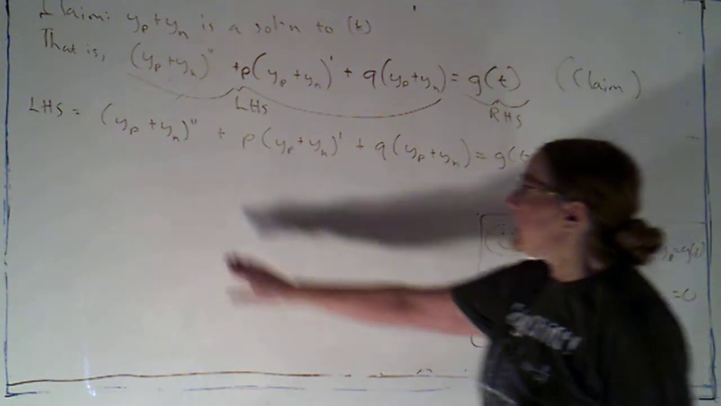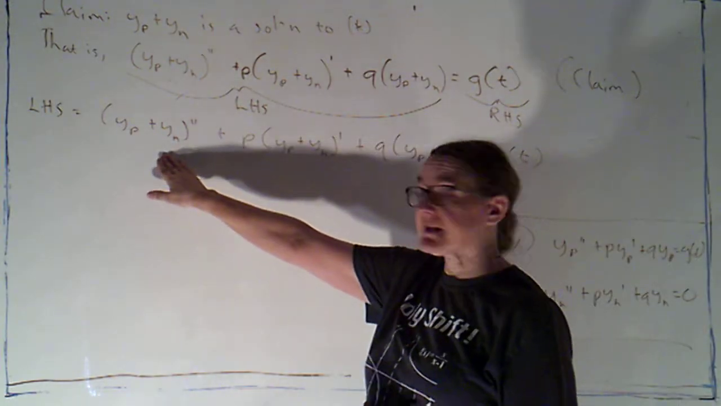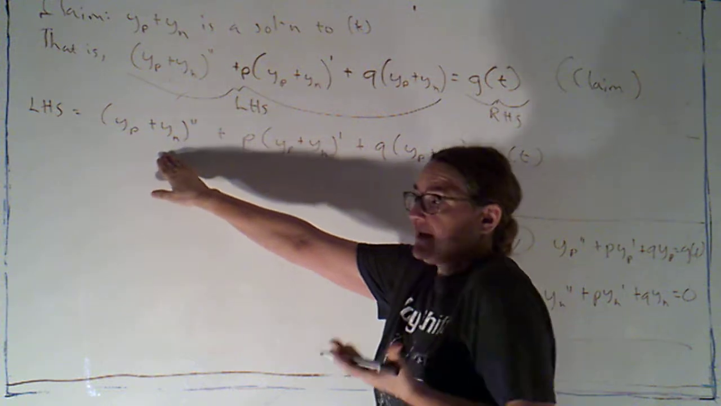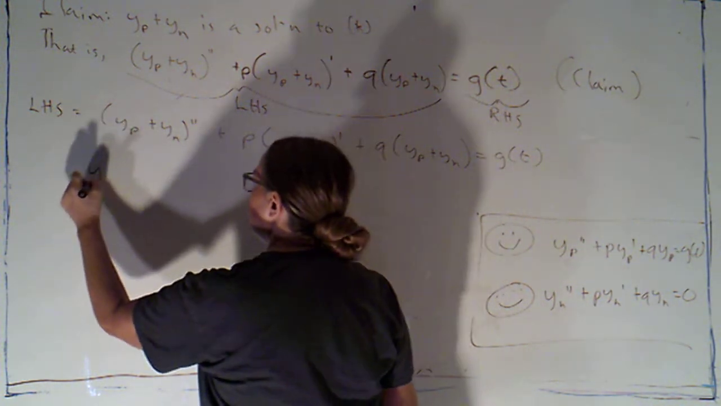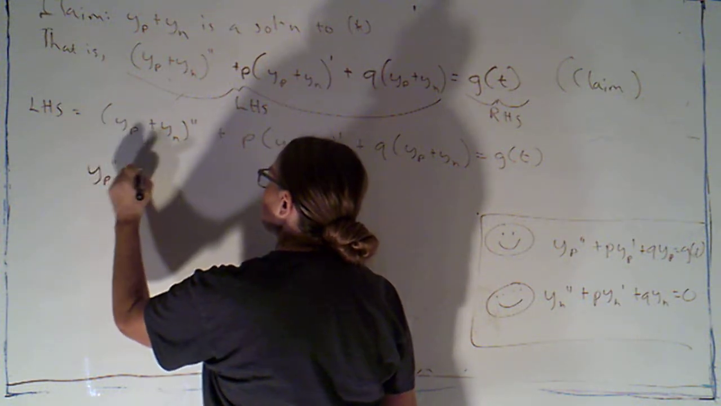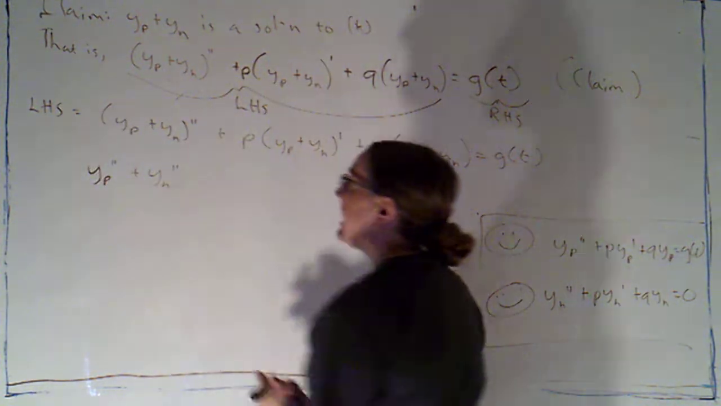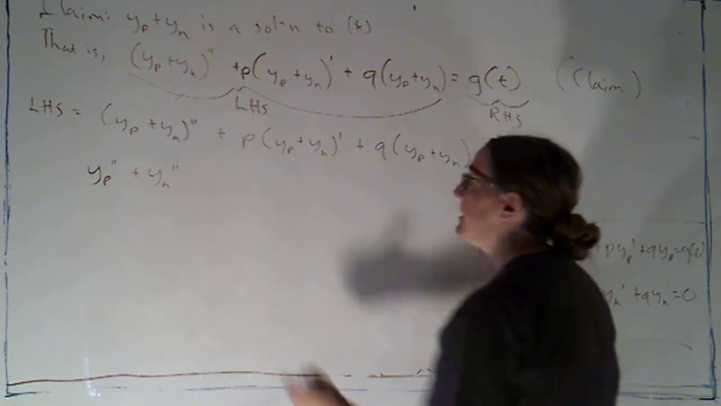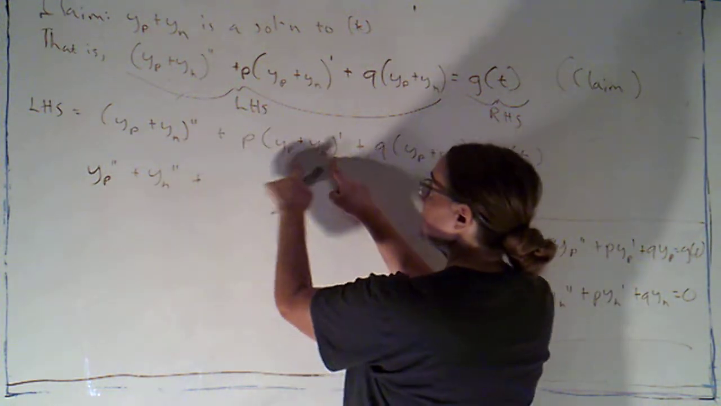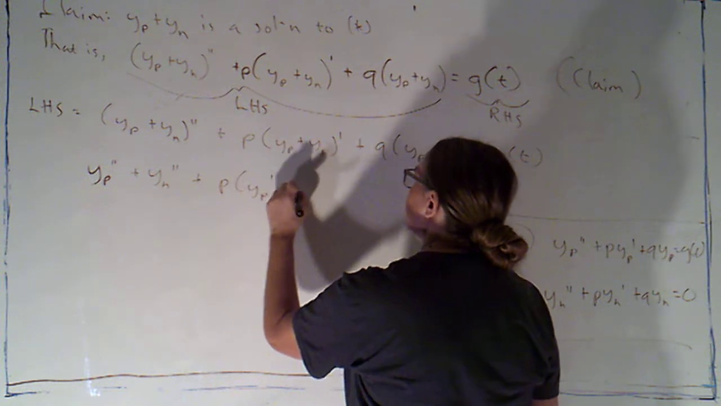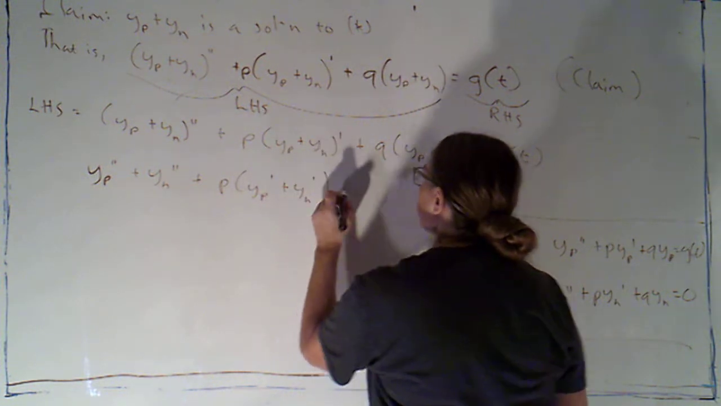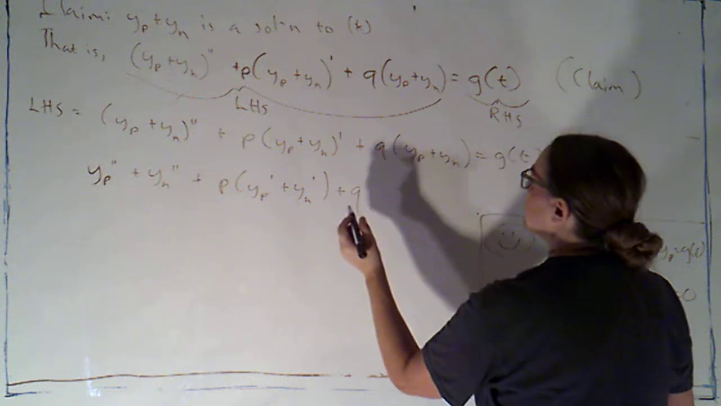Okay, well, I can simplify this because I've got a sum rule for derivatives, and that extends to second derivatives. So if I add and then take the second derivative, that's equivalent to just taking the second derivative of each piece and then adding. Plus, same thing for first derivatives. P times yp prime plus yh prime, and then plus q.